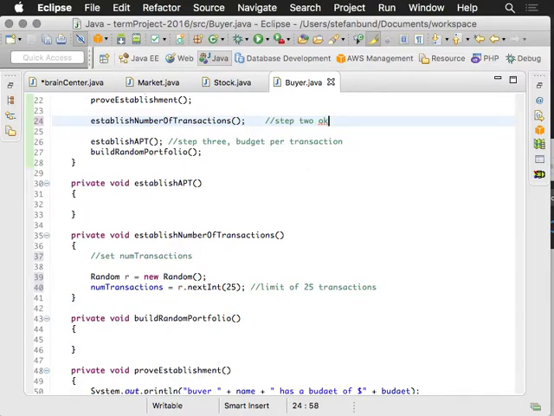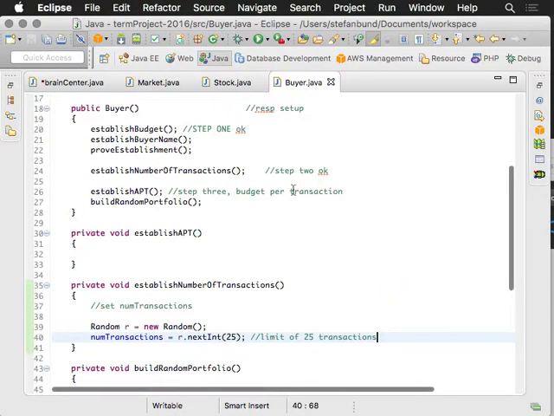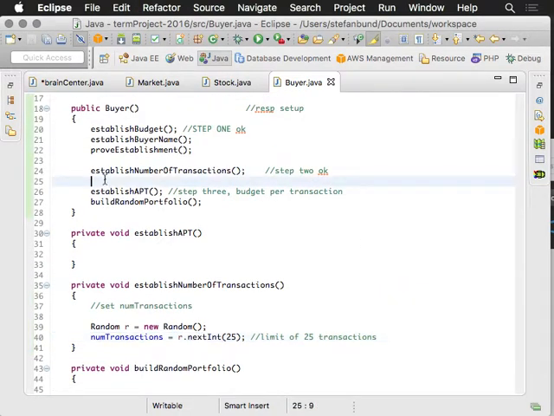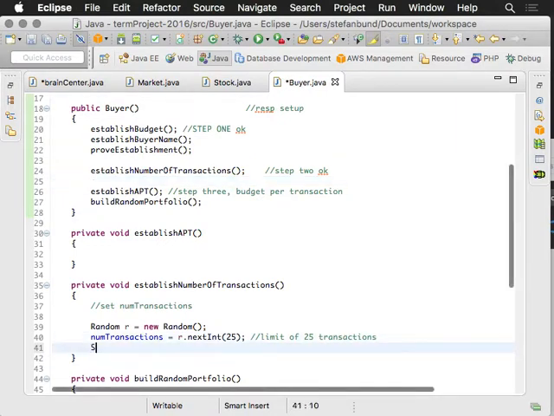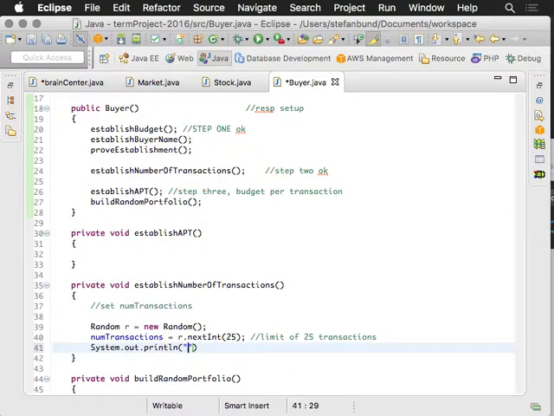We'll need to test that. And then why don't we say, a good way to test that would be to say system out print line "from transactions equal to" num transactions. Okay.